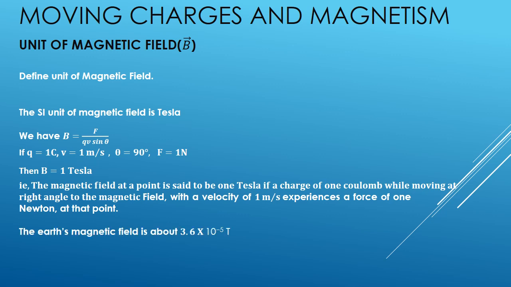The Earth's magnetic field is about 3.6 times 10 power minus 5 Tesla. We have another smaller unit for magnetic field, that is Gauss. 1 Gauss is equal to 10 power minus 4 Tesla.